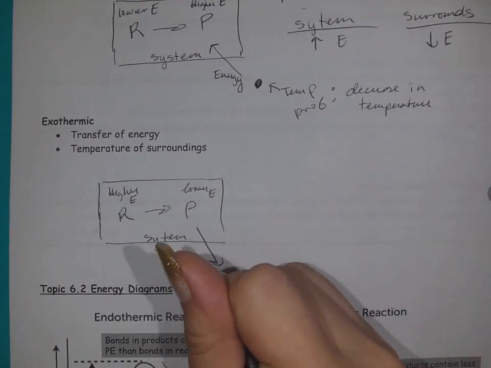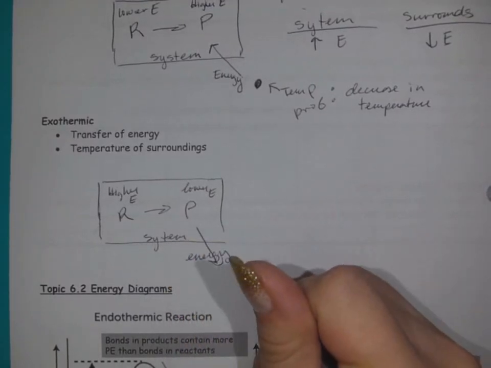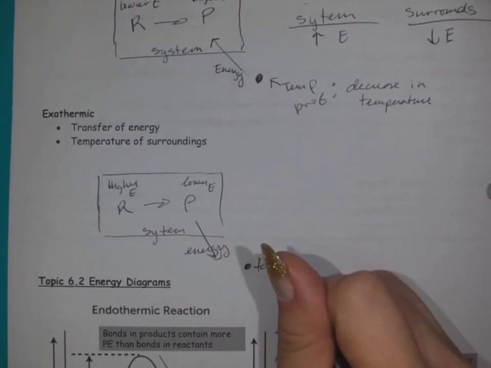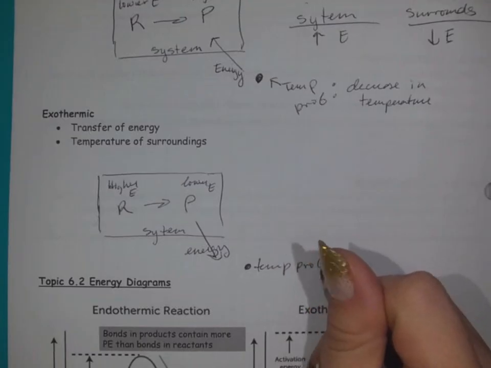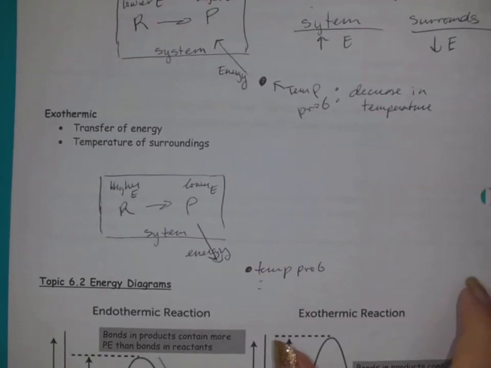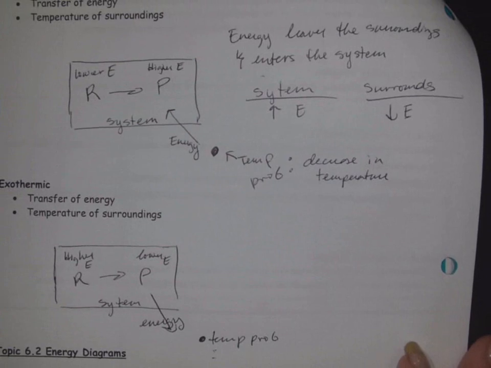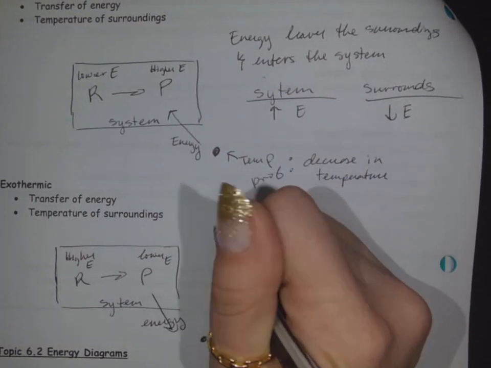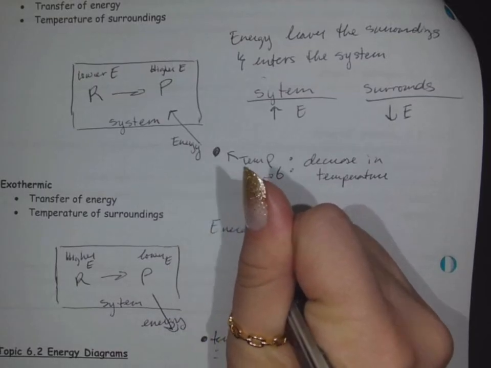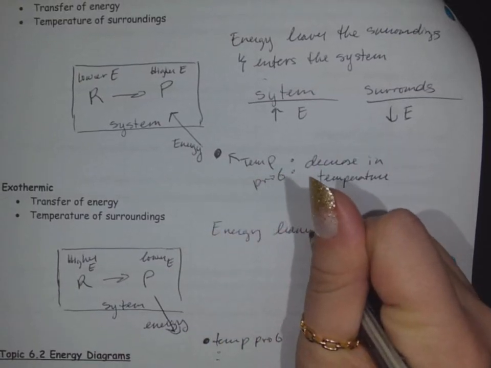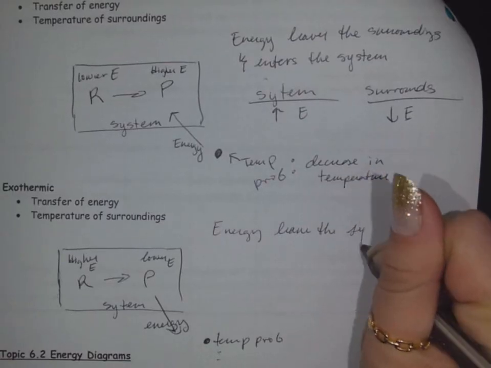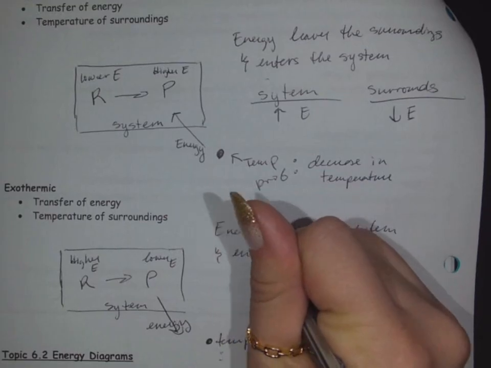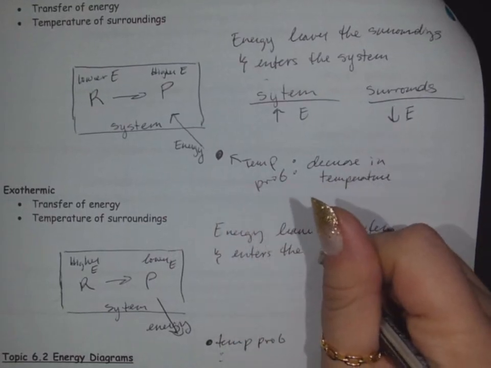Okay, so this is our energy. And what is part of our surroundings? The temperature probe. Okay, so energy leaves the system and enters the surroundings, opposite from before. So energy leaves the system and enters the surroundings.